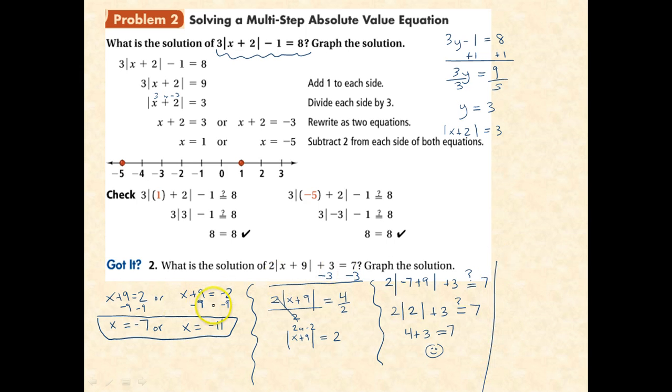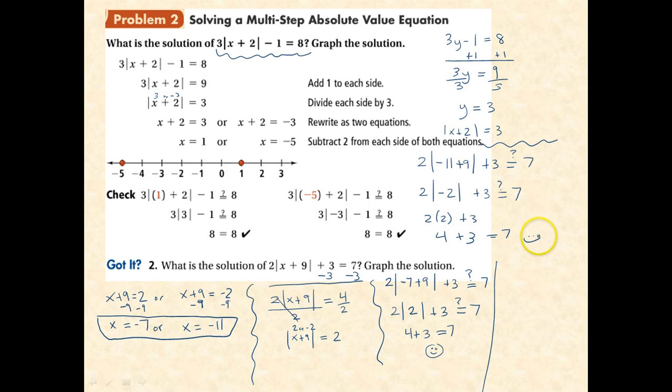Alright, what about the negative 11? Let's do 2 times the absolute value of negative 11 plus 9 plus 3, and ask ourselves, does that equal 7? Negative 11 plus 9 is negative 2. So does this equal 7? The absolute value of negative 2 is 2. So this is 2 times 2 plus 3. 4 plus 3 definitely equals 7.